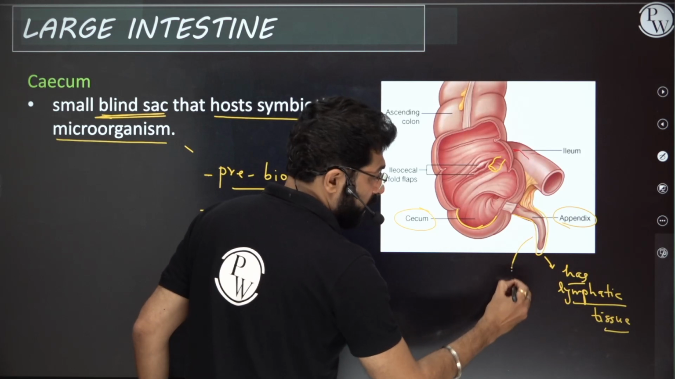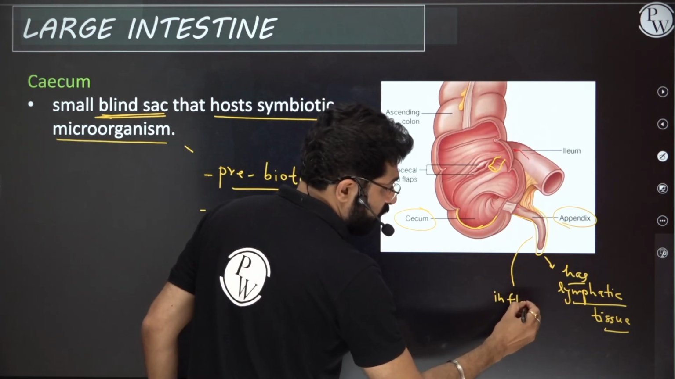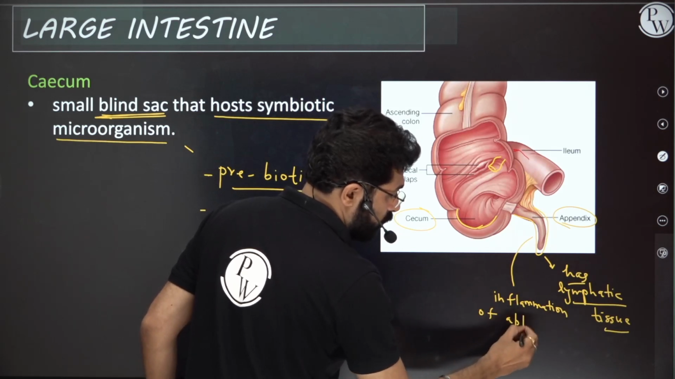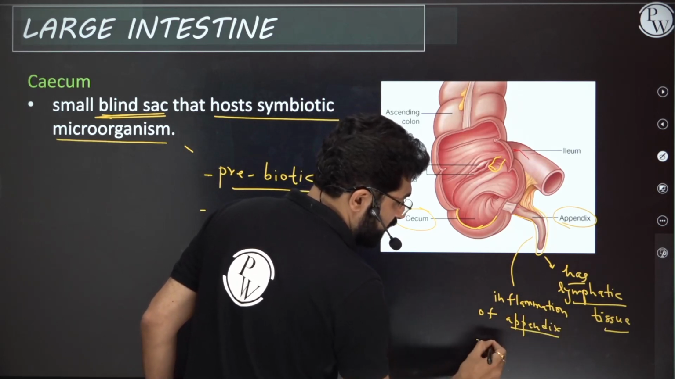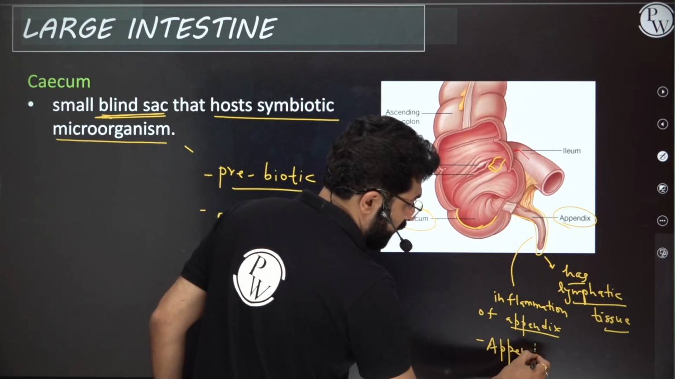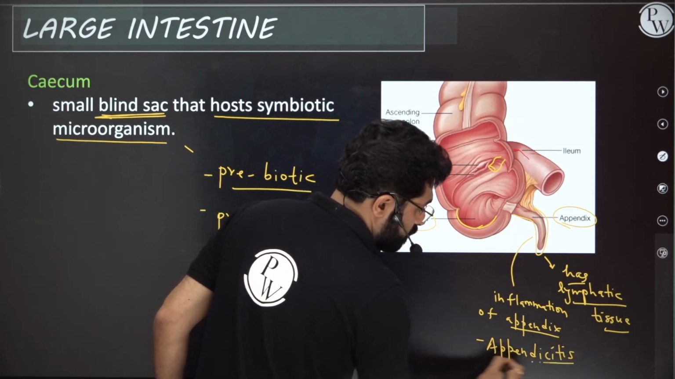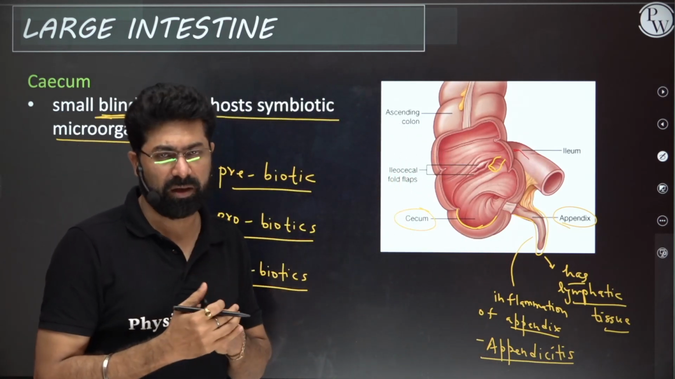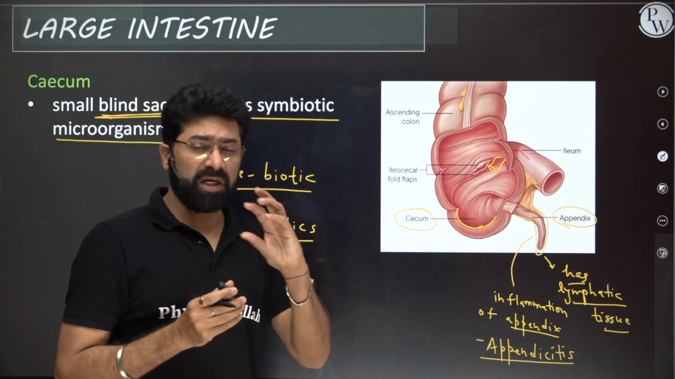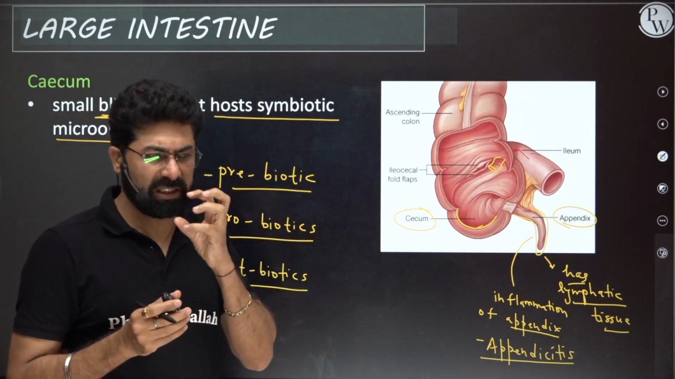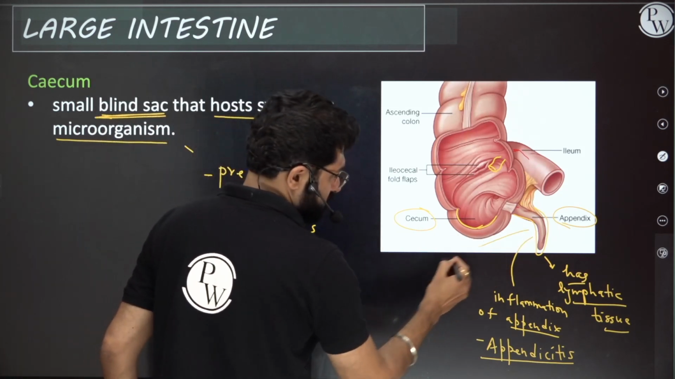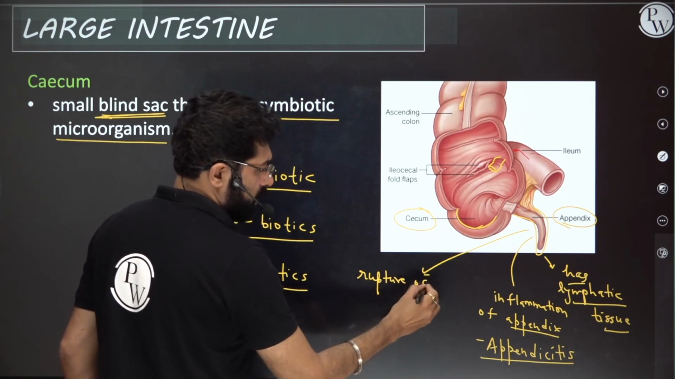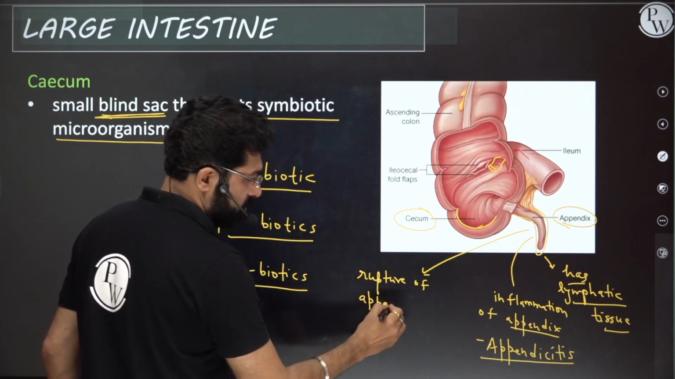Okay, so inflammation of the appendix is called appendicitis. But sometimes the inflammation goes much beyond that, and it bursts sometimes, you know. So when it bursts, rupture of the appendix happens. That is much more dangerous then.